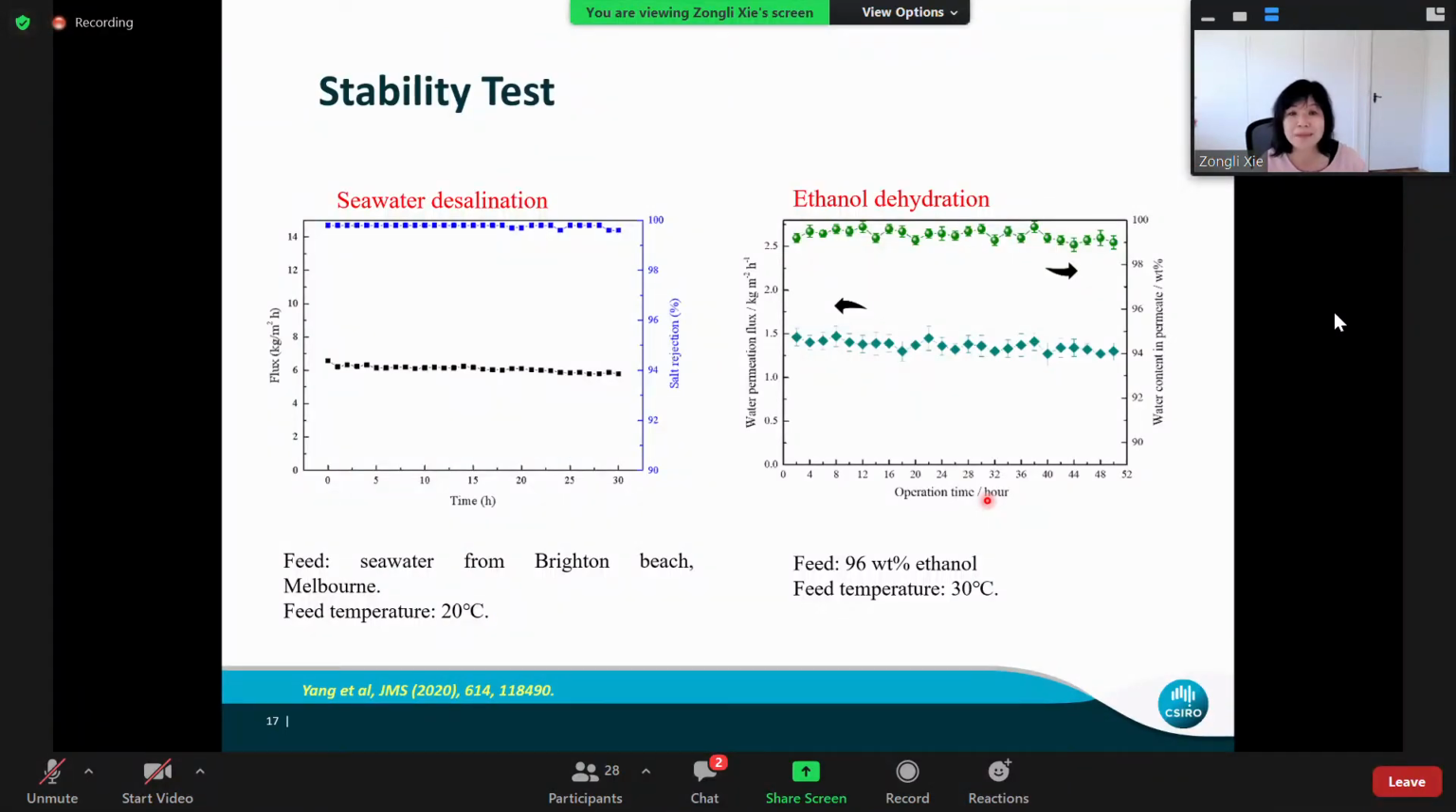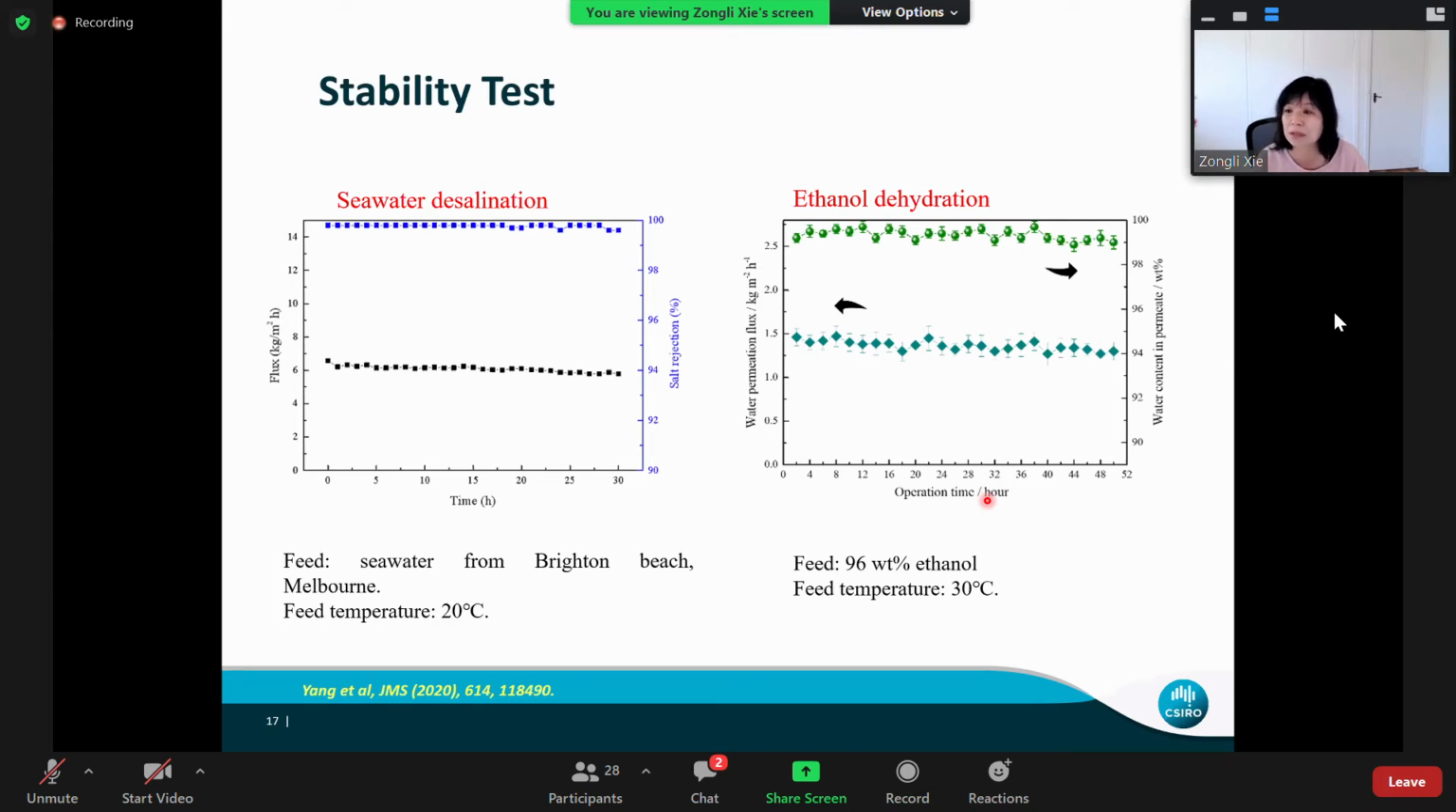We also tested this membrane because we want to know how stable it is. We used both real seawater and ethanol. We utilized 96% ethanol as a feed. For both, we ran for a number of hours. But here, when we mention 30 or 50 hours, it's actually not a continuous run. The actual running time is longer than this. For 50 hours, it could mean, let's say, 5 days.